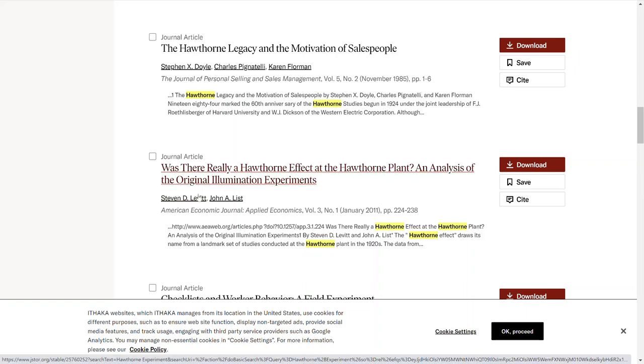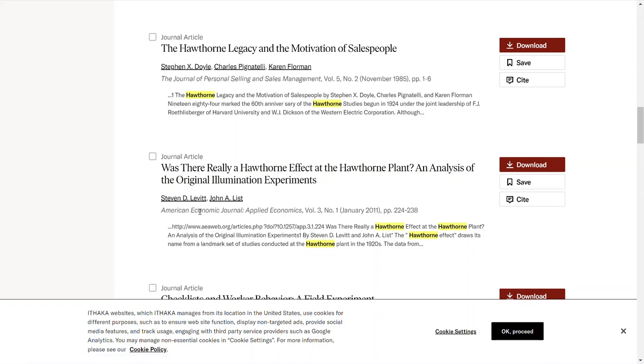This might be a good one too. Was there really a Hawthorne effect at the Hawthorne plant? An analysis of the original illumination experiments. This is done by the American Economic Journal.